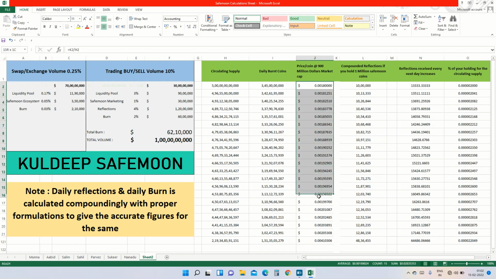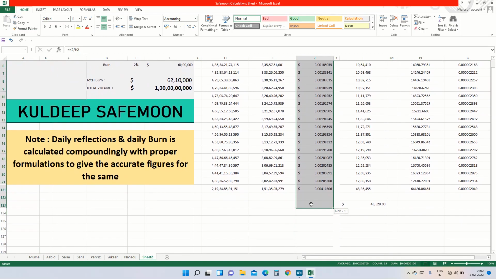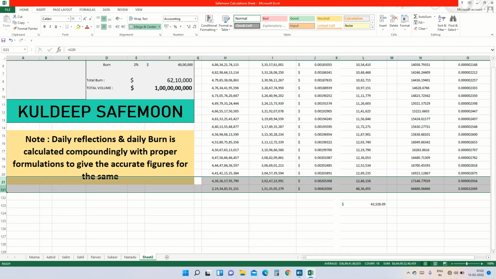And as you can see, after 120 days, I've tried to calculate this for 120 days. I've hidden this section over here. Let me unhide it.